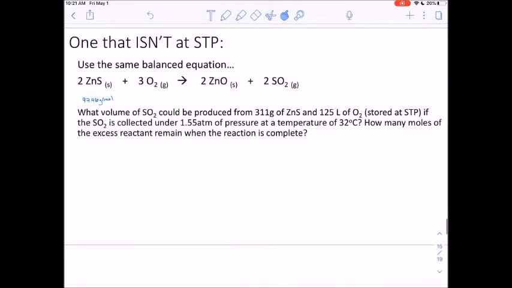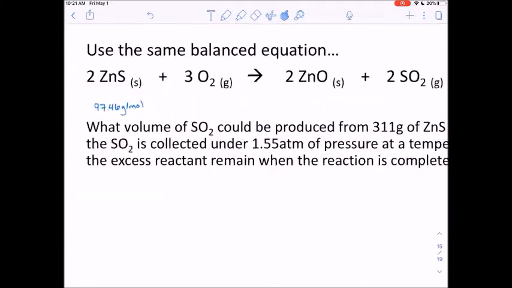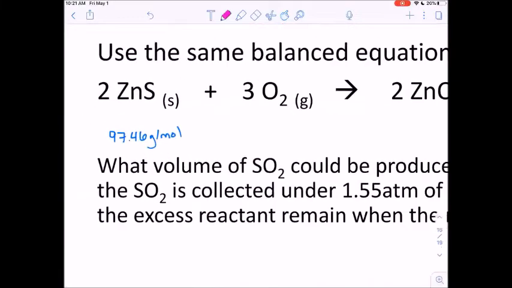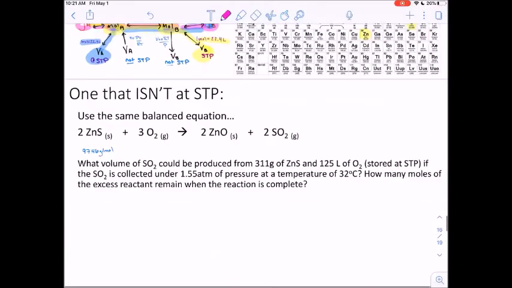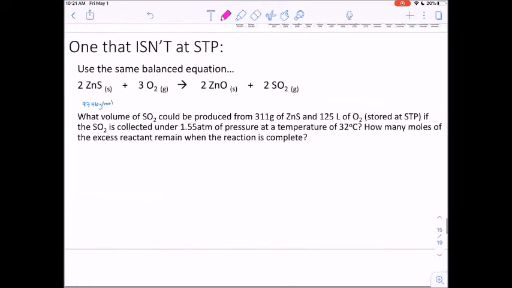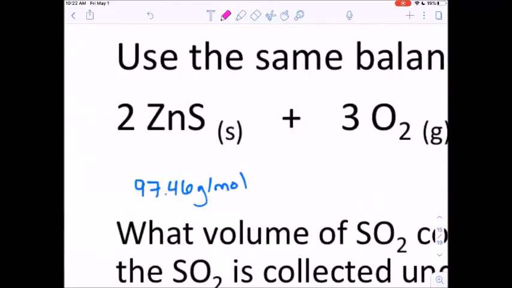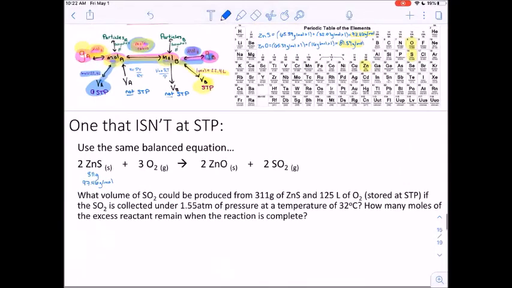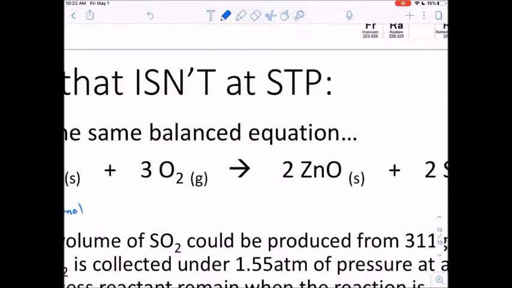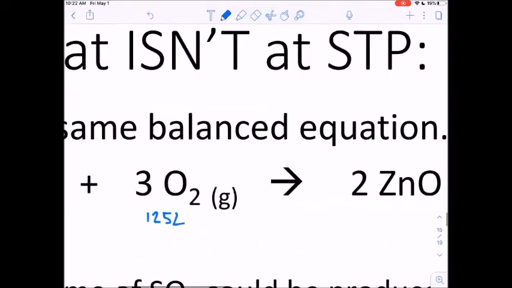We're using the exact same balanced equation, so I already copied down our information that we needed here about our molar mass, because it's the exact same thing. But now this problem is going to ask us if it's not at STP, so we're going to do this a little bit differently. The problem says, what volume of sulfur dioxide would be produced from 311 grams of zinc sulfide and 125 liters of oxygen? So I'm going to write that in, 311 grams, and 125 liters of oxygen. That's stored at STP. That's good. That's less work for us.